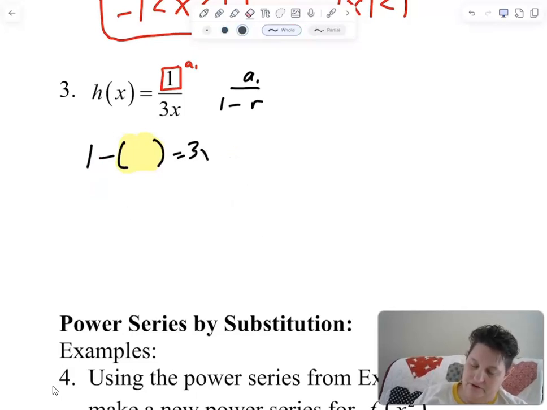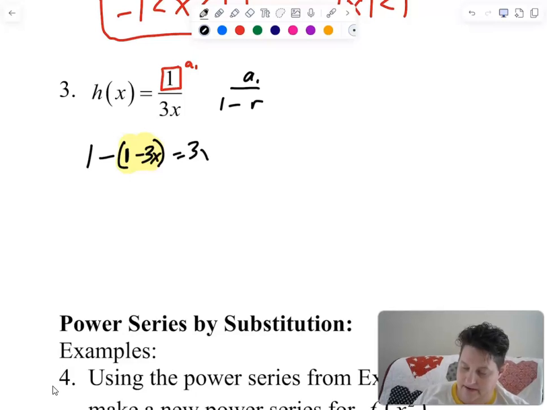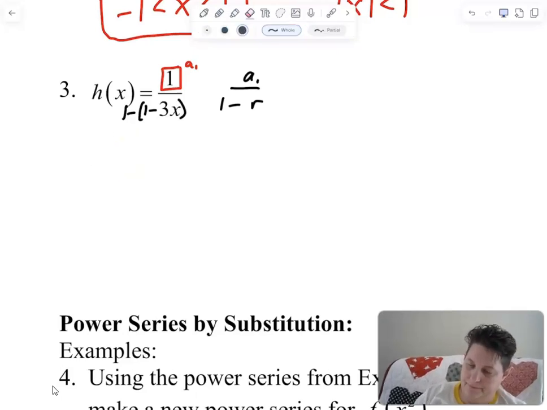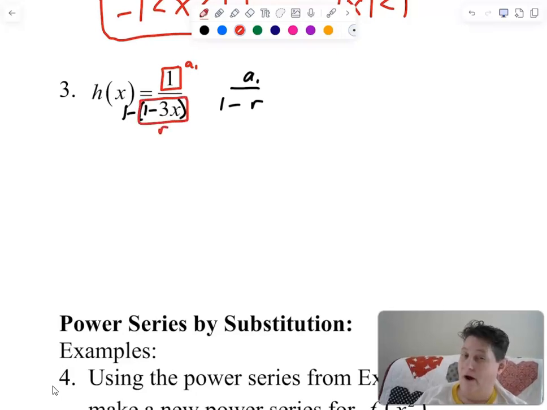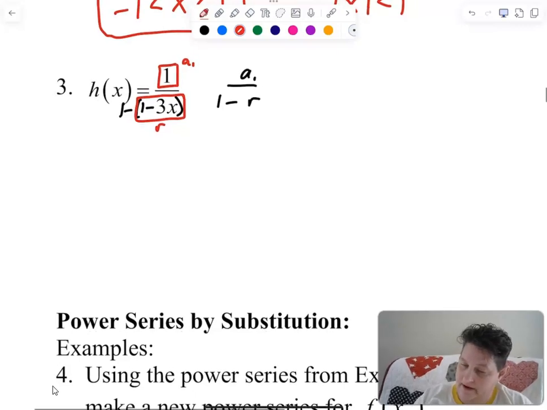Here's the other way to do it: you just go, I know I need to cancel the 1 out. So 1 minus 1, that'll cancel out. And then the 3 needs to be positive. So if I make that negative 3x, it becomes positive 3x. Okay? So that's what R is. So if I change this to 1 minus parenthesis 1 minus 3x, okay, that's R. All right, it's a little weird, but we had to put the 1 in there to get that to work.